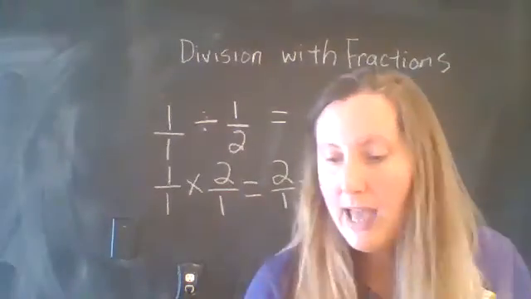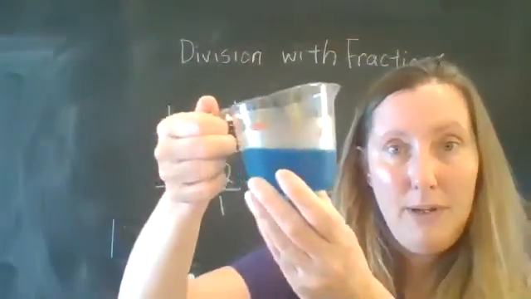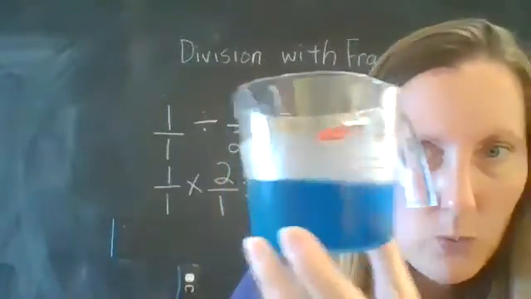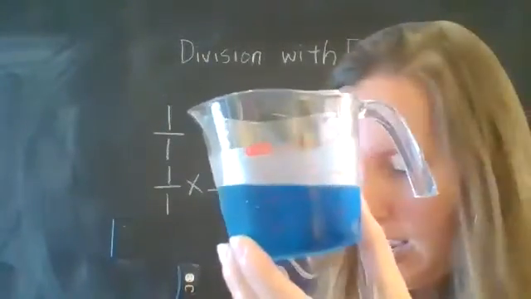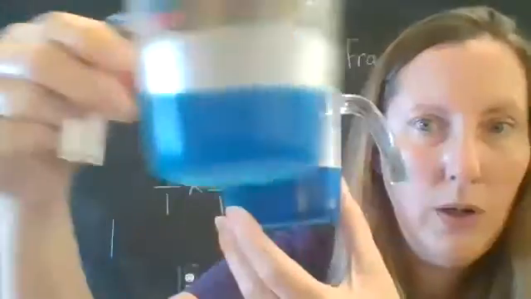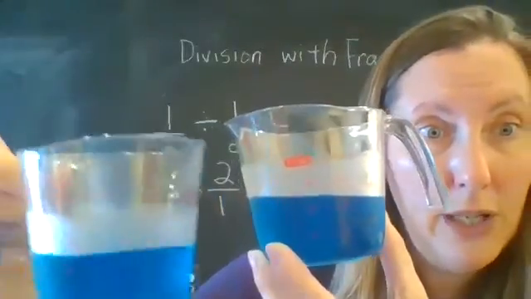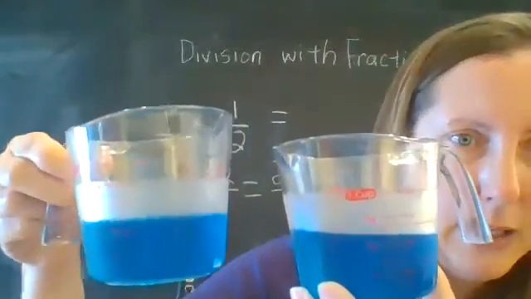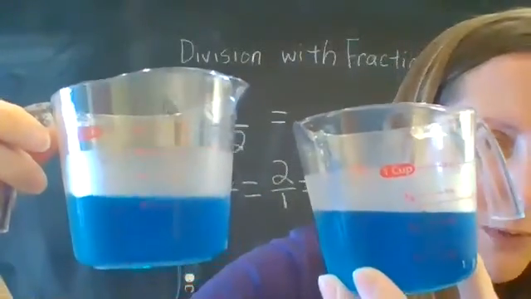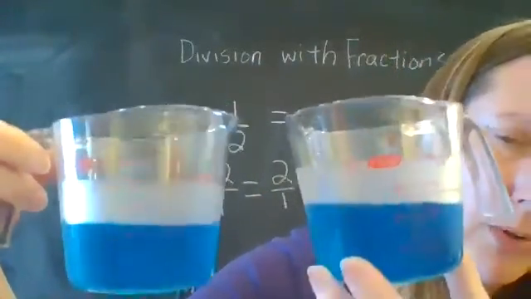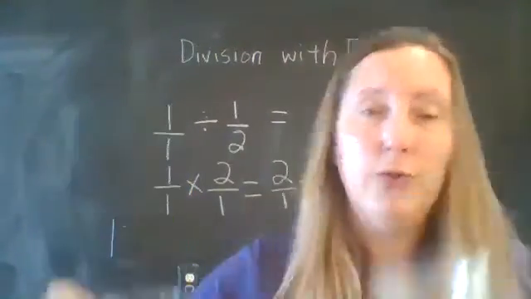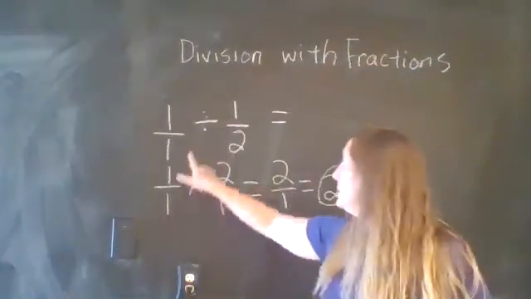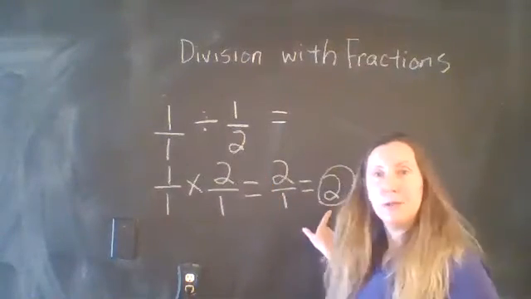And if I took that 1 cup that I had, I know it's kind of hard to see the measurements, but I had 1 cup of liquid here, and I put it into 2 different cups, right? So I took the 1 cup and I divided it by half a cup. I divided it up into half cup portions and I got 2 half cups of liquid. So 1 divided by a half is equal to 2.